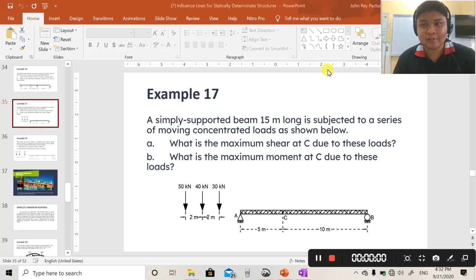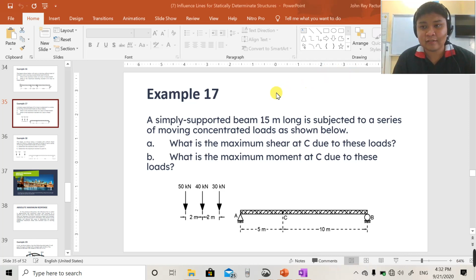Hi class! So this time, this is now the fifth, or panglimang, example natin sa application of influence line. So ngayon, ano naman yung pinagkaiba nitong example na to as compared doon sa unang apat? Ang gagawa na natin dito class ng analysis ay series of concentrated load. So kung maalala nyo, ito siya, there are series of concentrated load na nga.